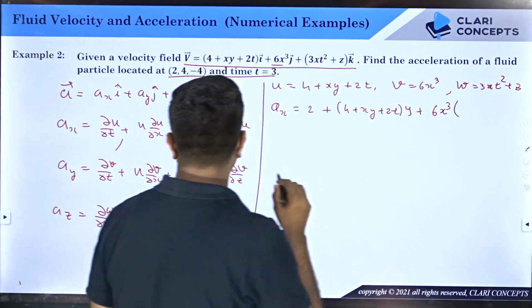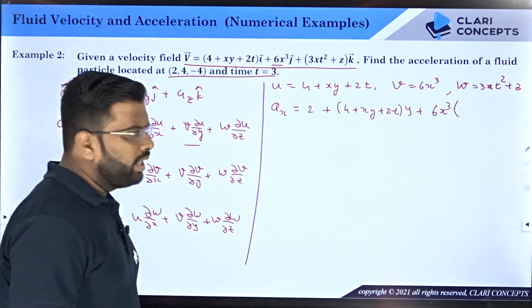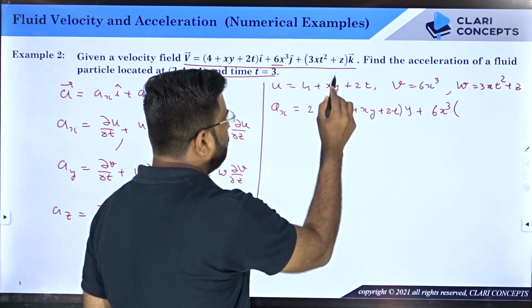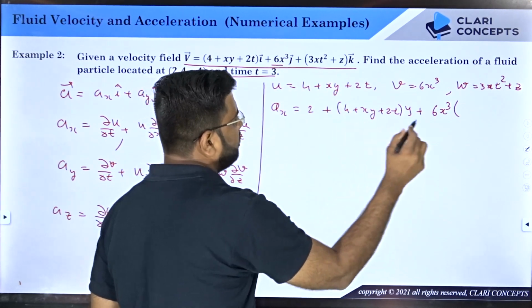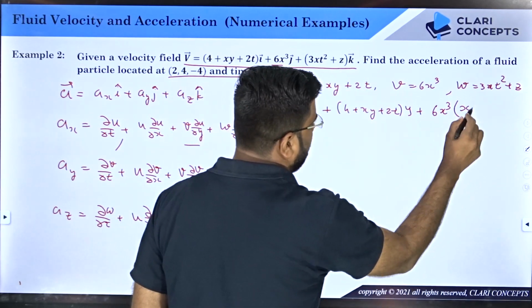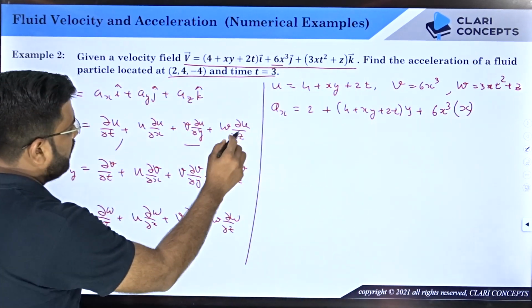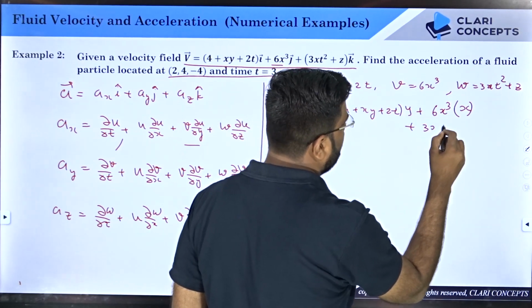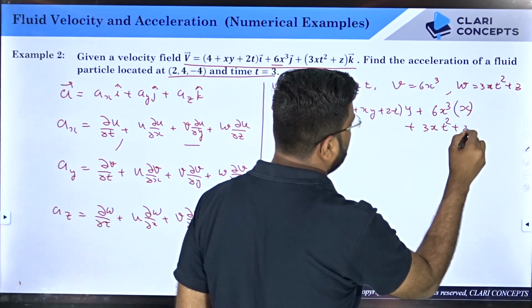Now, what do I want? Del u by del y. Differentiation of this u with respect to y, this will go to 0. Differentiation of this with respect to y will just give you x. Differentiation of this will give you 0 with respect to y. Then plus w del u by del z. Plus w is 3x t square plus z.